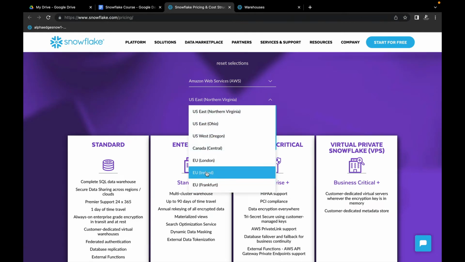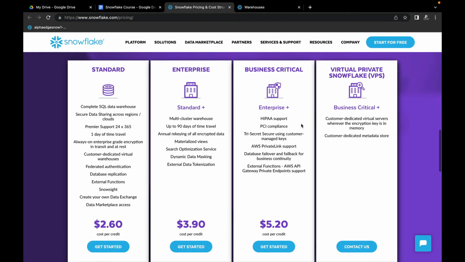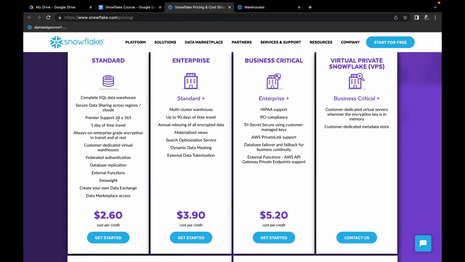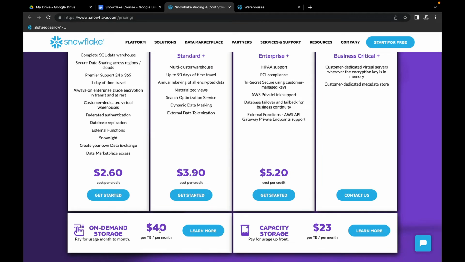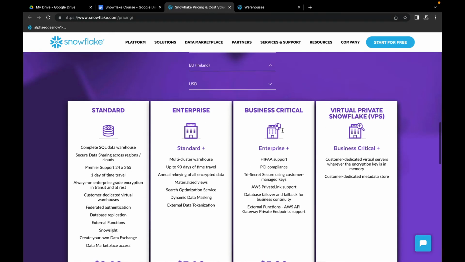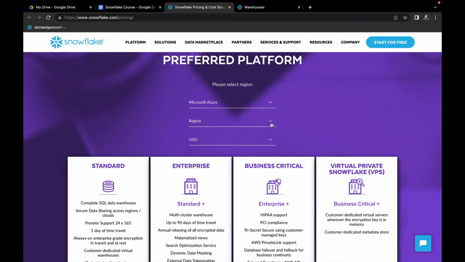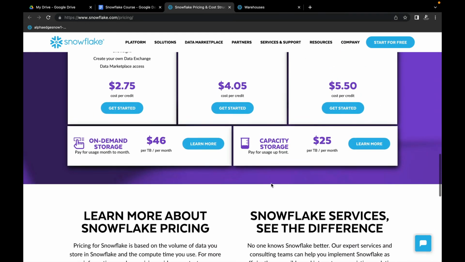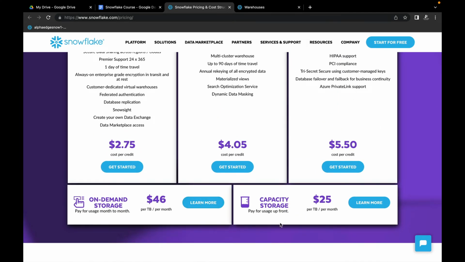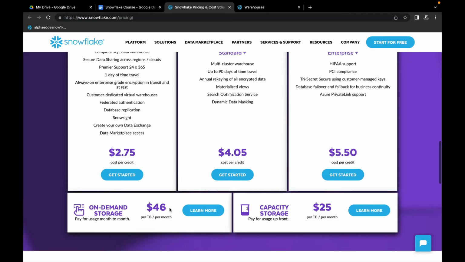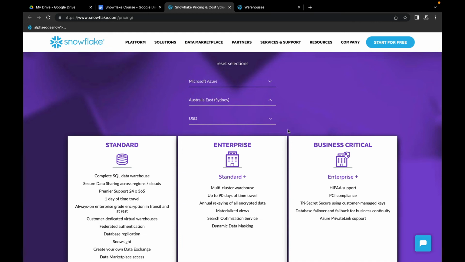Let's see if I move to the EU Ireland region and how much it shows. The price changes. It's $2.60 per credit for Standard, $3.90 for Enterprise, and $5.20 for Business Critical. And here you see $40 and $23. Let's see if the storage value also changes if we change the cloud. Let me change it to Microsoft Azure, and go to Australia East, and you see the on-demand storage is now 46 and 25. So that's how these dollars per credit and the direct dollars for storage usage are based on three important things: your cloud provider, your region, and your Snowflake edition.